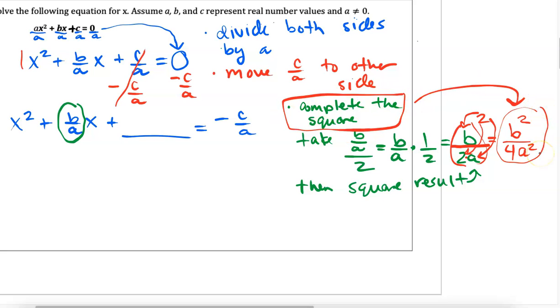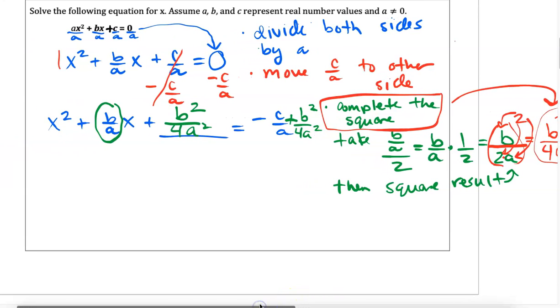I got b squared over 4a squared. So that tells me that's what I need to add to both sides in order to be able to factor this left side into a perfect square. But before I do that, I'm going to need to get some common denominator over here so that I can combine this into one fraction.